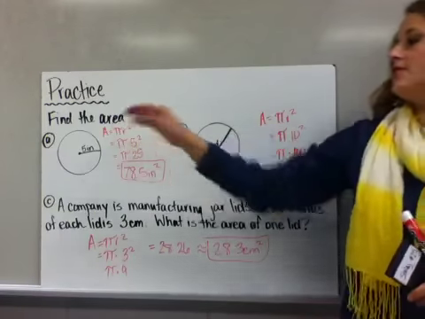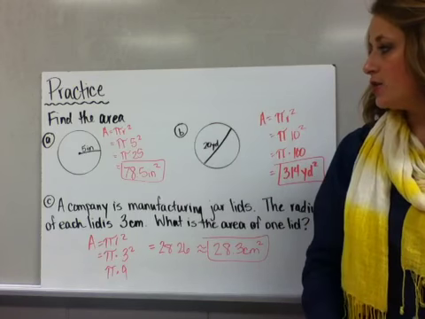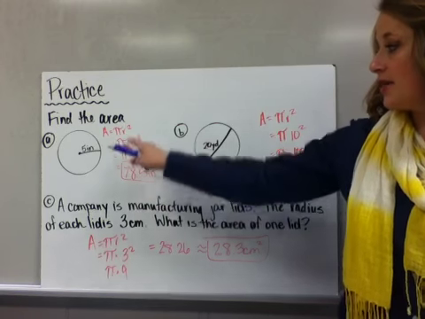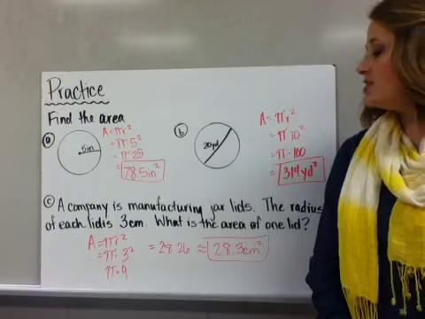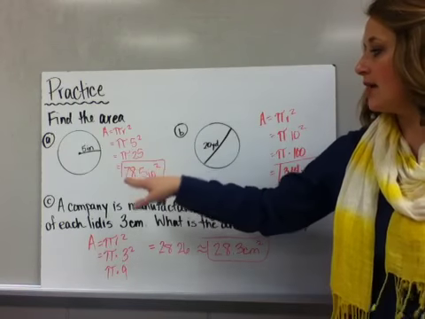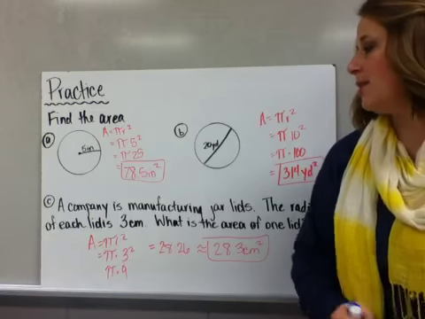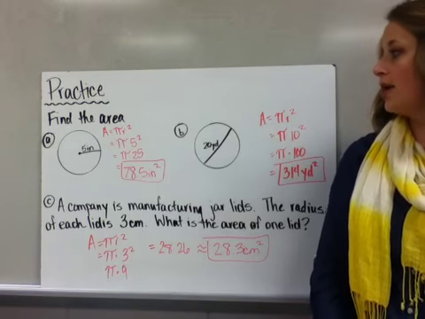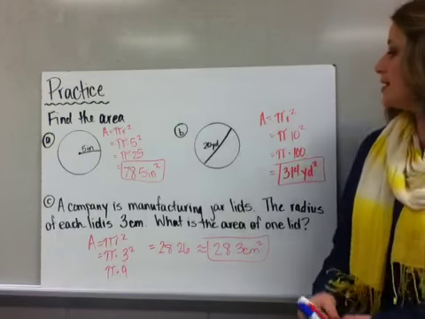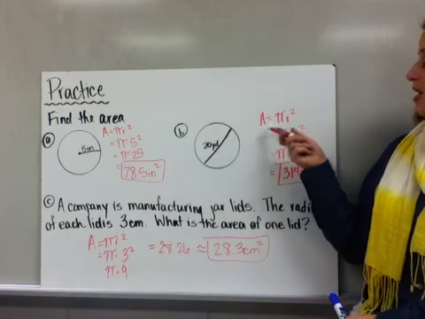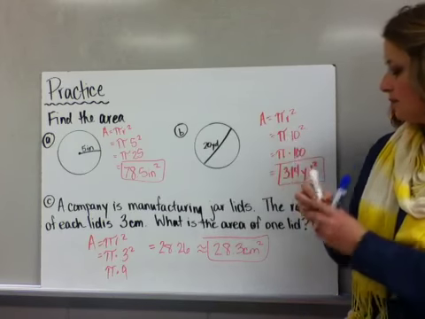For practice A, using the formula area equals pi r squared, the radius is 5, so that's substituted in. 5 squared is 25, and pi times 25 is 78.5. It came out even, or not really even, but it came out to the nearest tenth, so I do not need to round it.